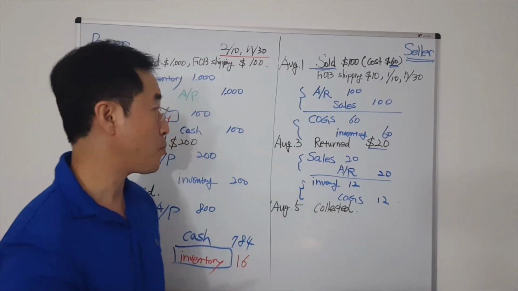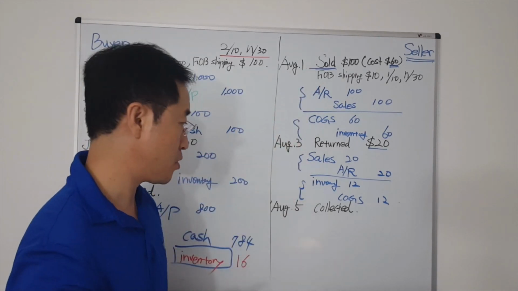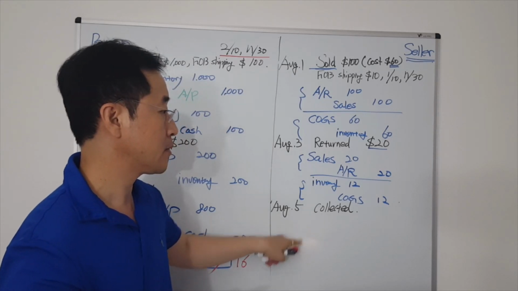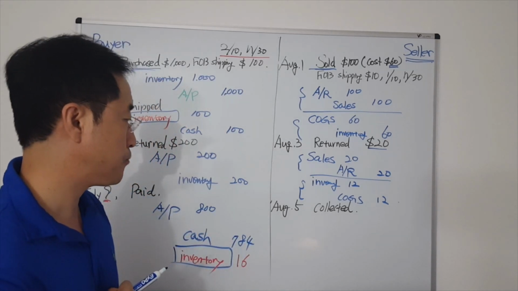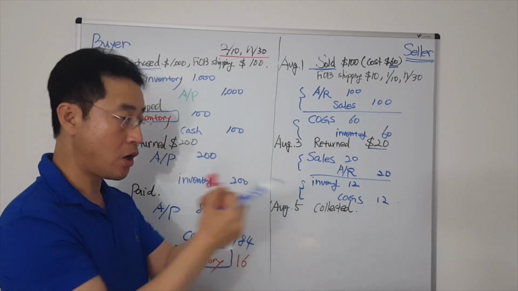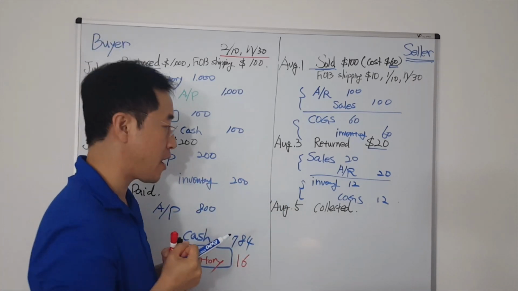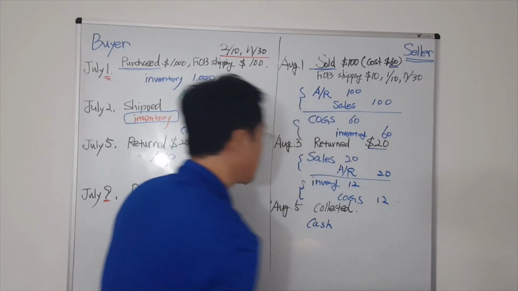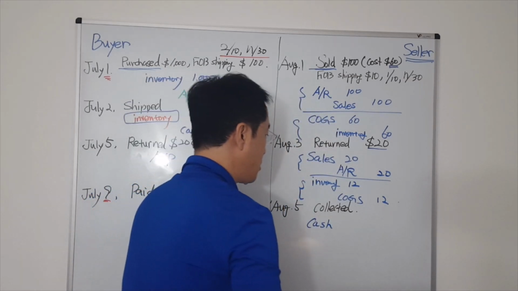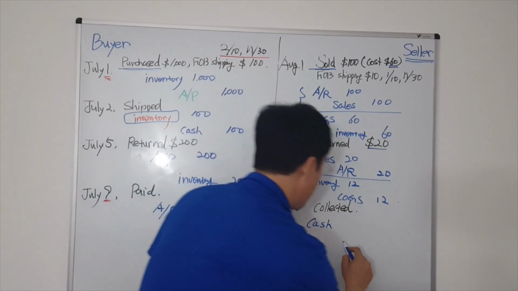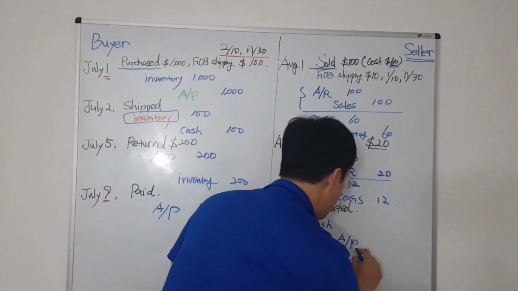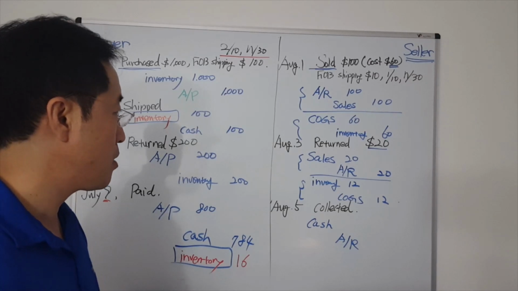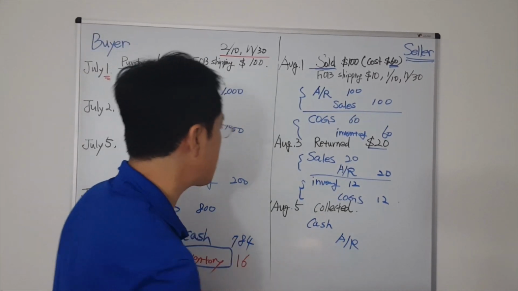I collected the balance from the customer on August 5th. So how do we record it? Cash collection definitely increases cash, so debit cash, and we don't have accounts receivable when we collect the balance. Alright? So what's the balance of accounts receivable?